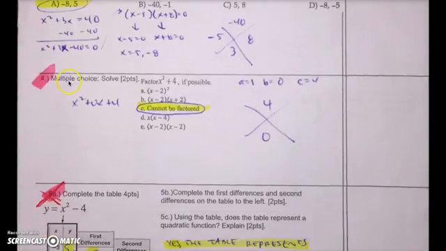Question number 4, multiple choice, says solve. So I have x squared plus 4. Your a value is 1. Your b value, though, is 0, not +4. And then your c value is 4.